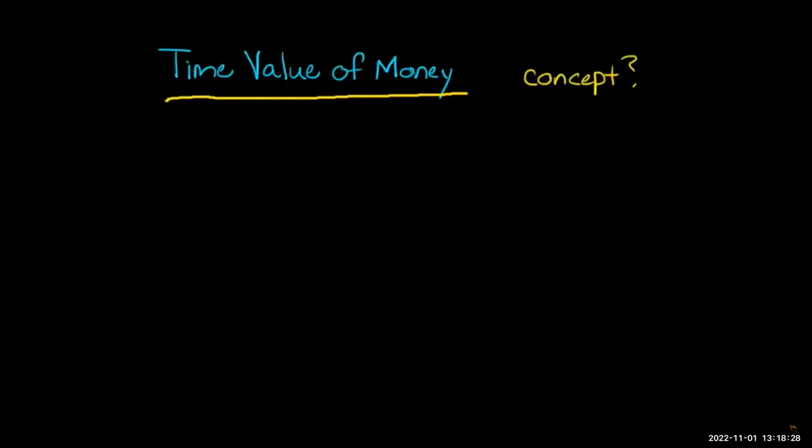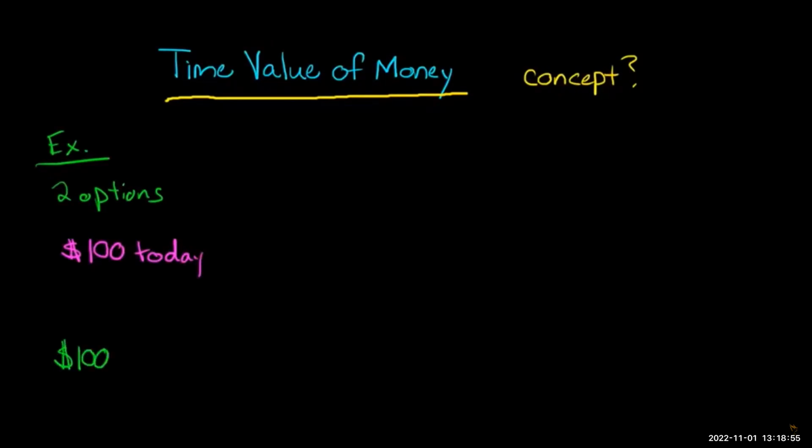Let's look at this through an example. Let's say that I offer you two options. One of the options is that I give you $100 cash today. $100 today. And in the other option, let's say I give you $100 1 year from now.